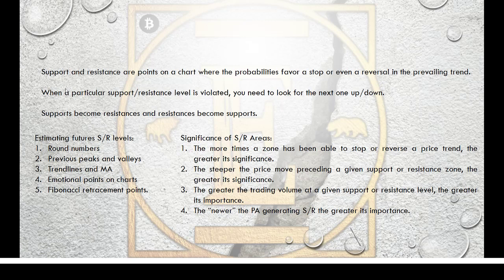Then you need to understand the key concept that supports become resistance and resistance becomes support. So when a resistance is broken, it then becomes a support, and when a support is broken, it then becomes a resistance. So what makes a support and a resistance? There are qualities or characteristics that you need to understand to understand what is a resistance or what is a support.